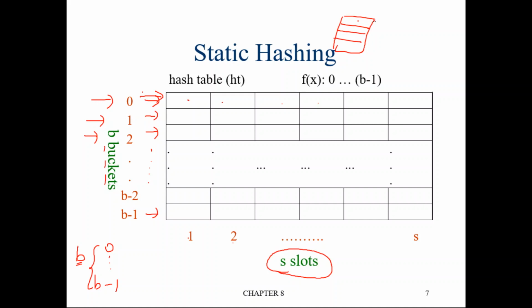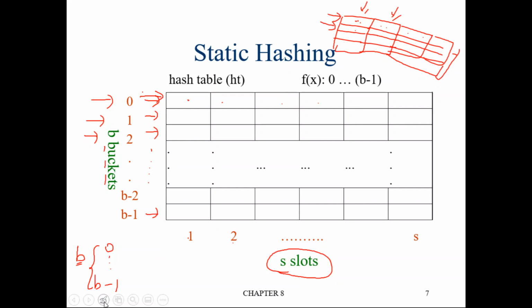If you have a two-dimensional array of two columns and n rows, then each location can hold how many items? Two items. That is what s is, the number of slots. If you have five columns, then each row can hold five values. That is called a slot.